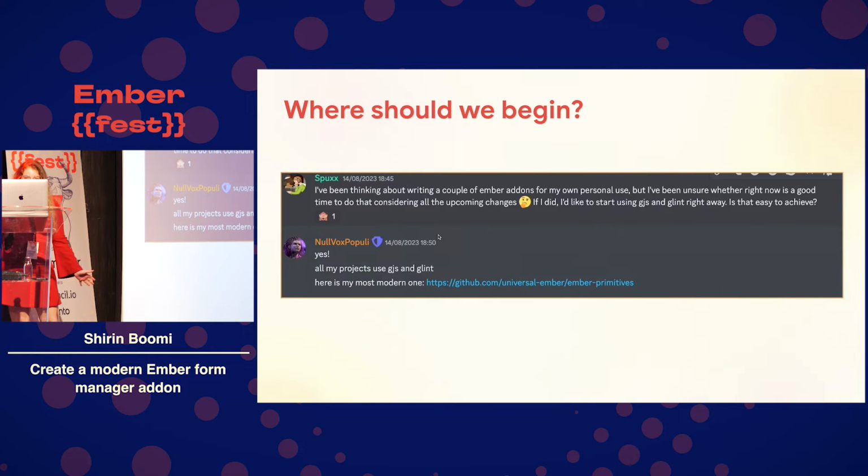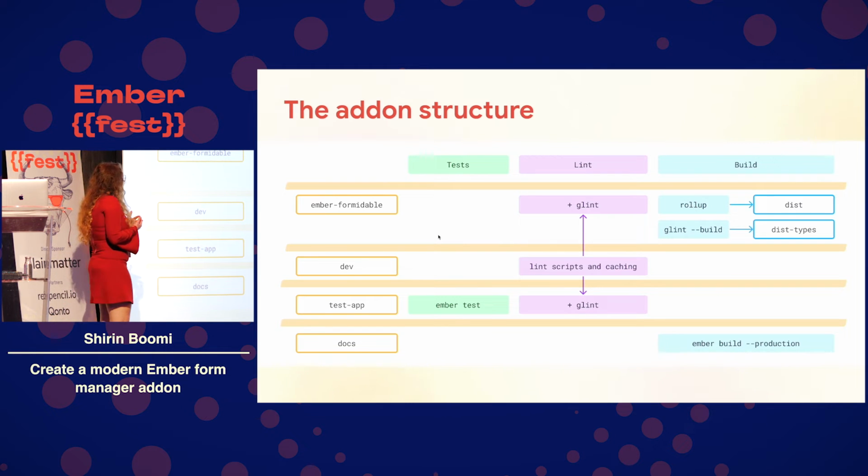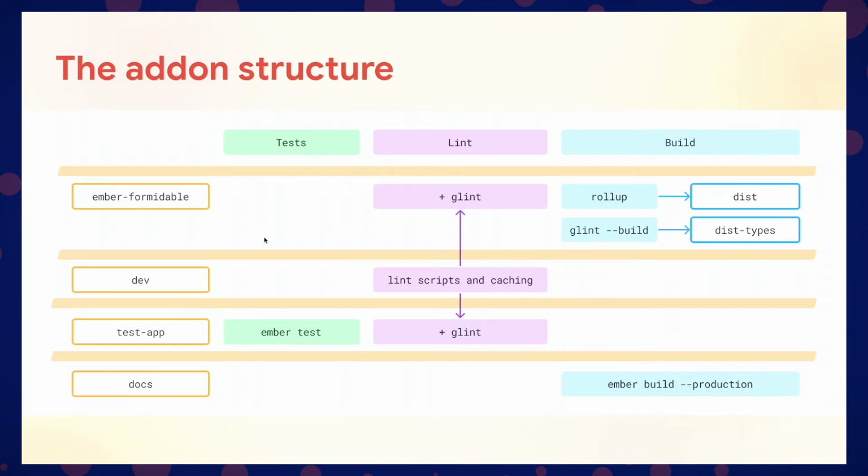So this is the structure of the addon now. You have your package. You have a dev package, which is mostly just lint scripts and caching. Then you have the test app, which is your real Ember application, so you can try your addon and test it. And then you have, this is optional, the docs. And yeah, this is the role of each of these packages.